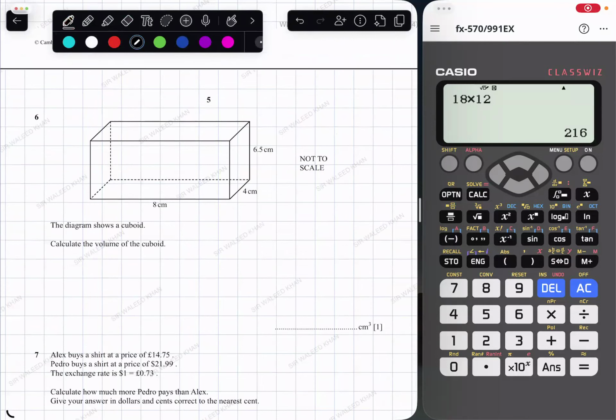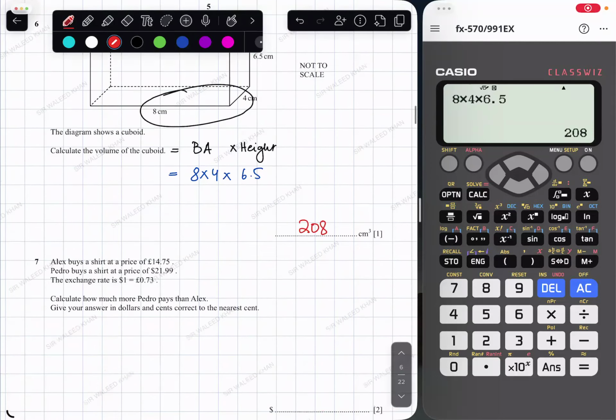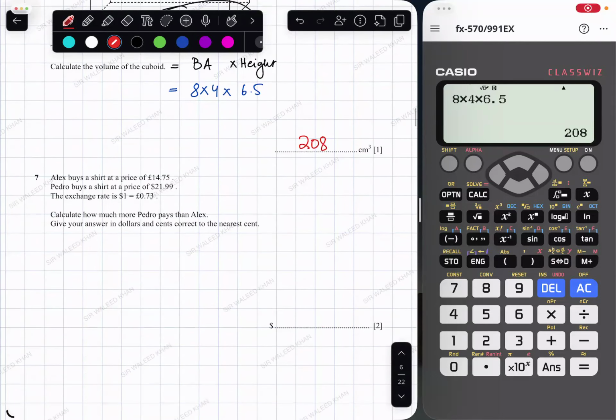So this is base area times height. The area of the base, 8 into 4, times the height, 6.5. Or you can say length into width into height. So this should be 8 into 4 into 6.5. 8 into 4 into 6.5. 208. Next, Alex buys a shirt at a price of this much.